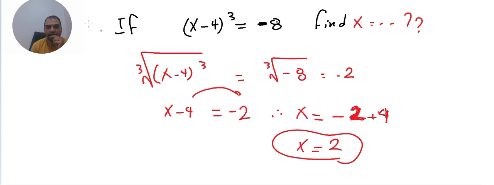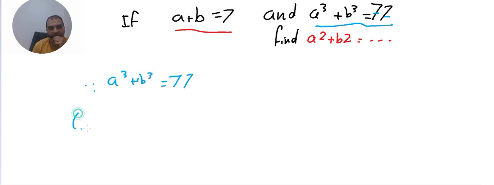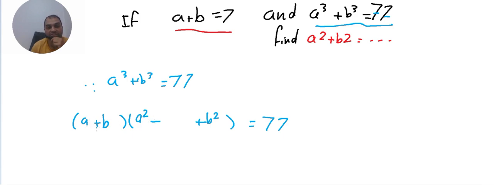Understood? Next example. Here, you give me the information a plus b equals 7 and a power 3 plus b power 3 equals 77. We want to find a power 2 plus b power 2. First step, we can write the rule such that a power 3 plus b power 3 is equivalent to 77. Then you can factorize the expression with small brackets and greater brackets. The cubic root of the first and the cubic root of the second, and repeat the sign in the middle. And the first power 2 and second power 2 in the middle, right?